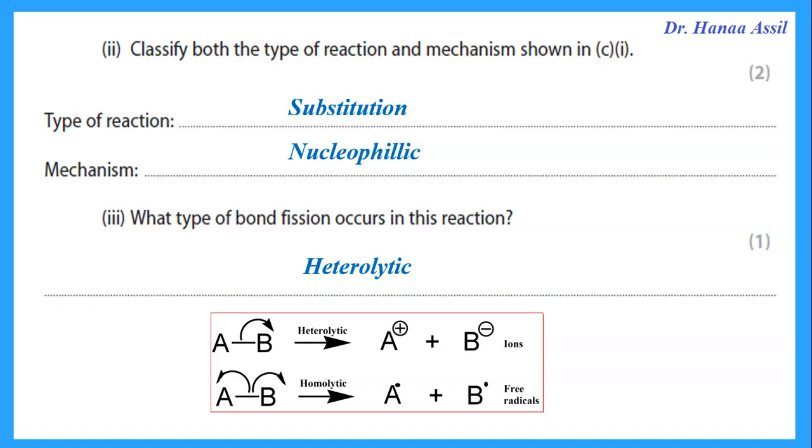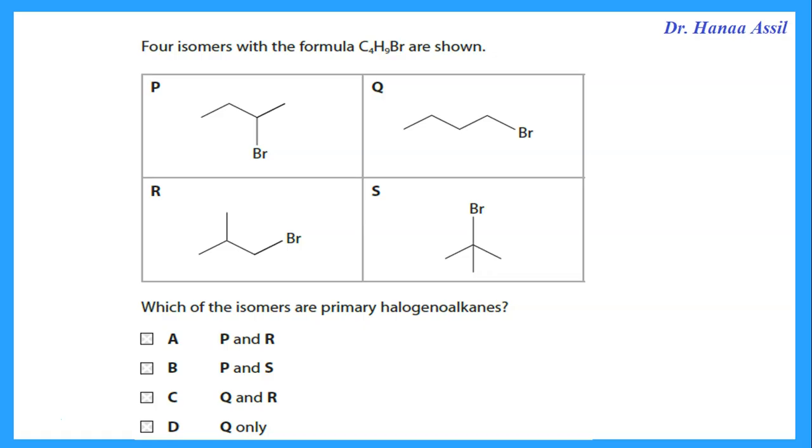We also had another kind of bond fission which we named homolytic. This was in the free radical substitution reactions of alkanes, in which the electrons that are being shared go one to each atom. In this case, we form free radicals. That was called homolytic. But what is happening here is both electrons go to the halogen, so this is a heterolytic bond fission.